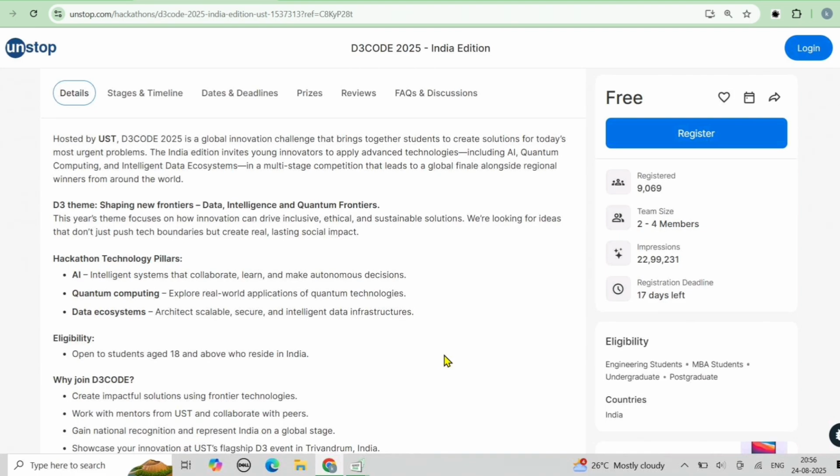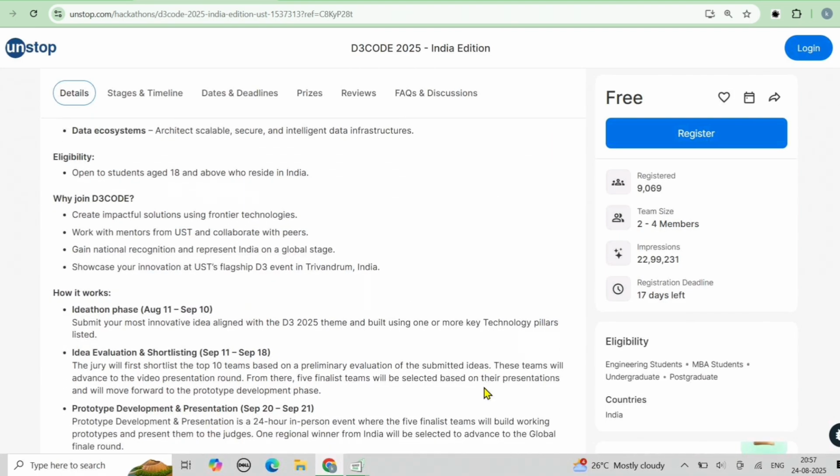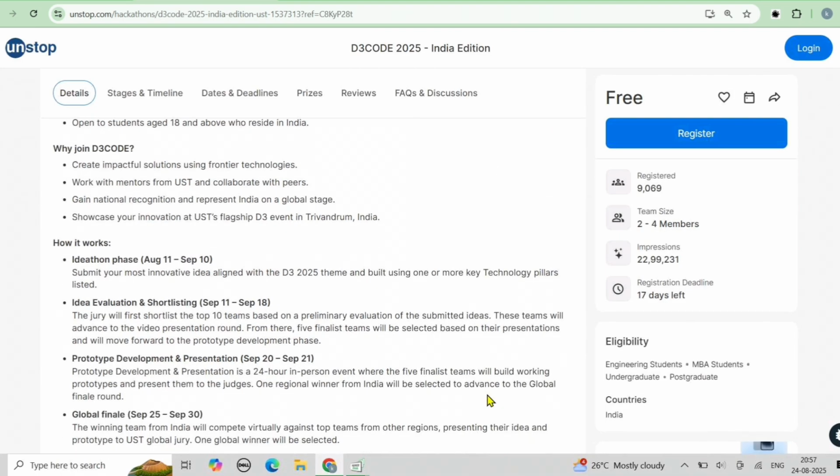The competition wants you to think about ideas that can truly make a social impact, solving problems in health, education, environmental accessibility and more by using these advanced technologies.